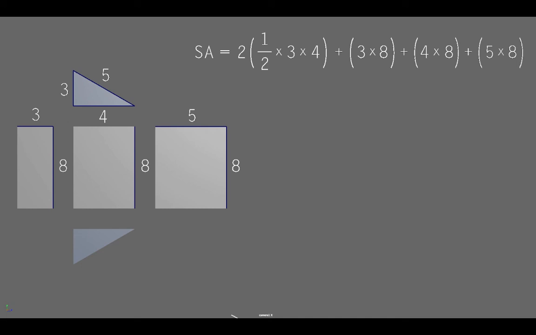The 2 and the 1/2 cancel out. 3 times 4 is 12. 3 times 8 is 24. 4 times 8 is 32. And 5 times 8 is 40. Adding these all together, we get our total surface area of 108.